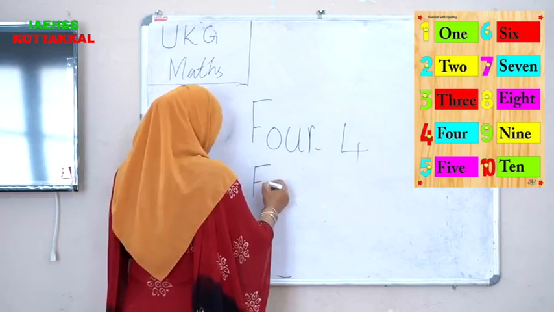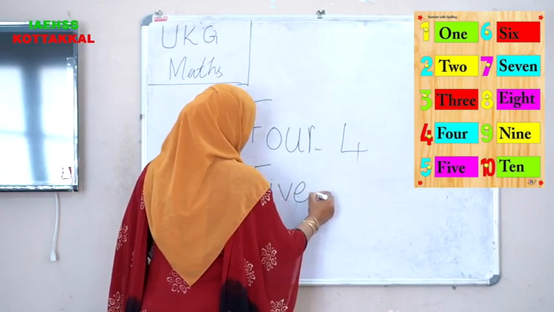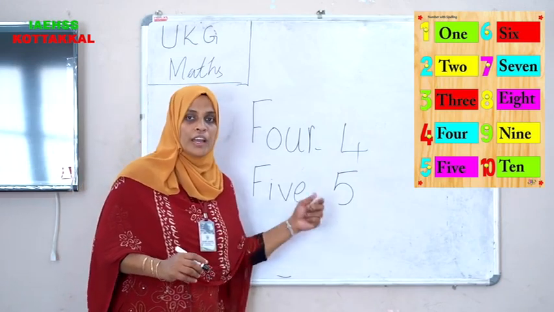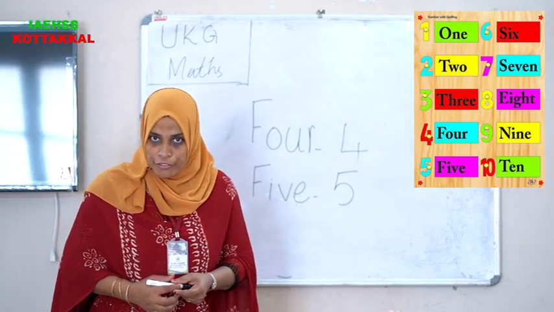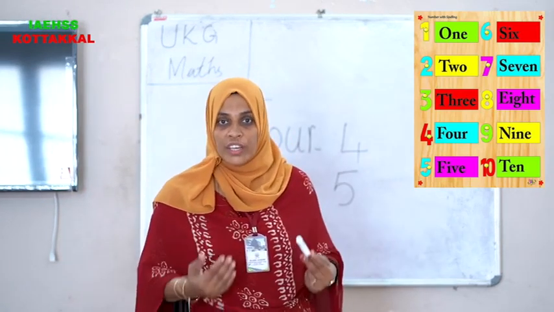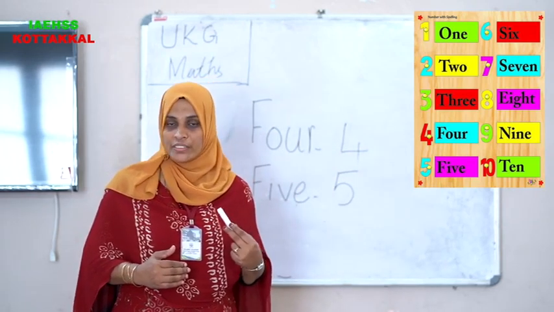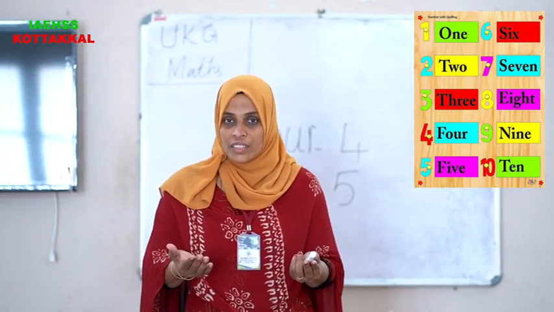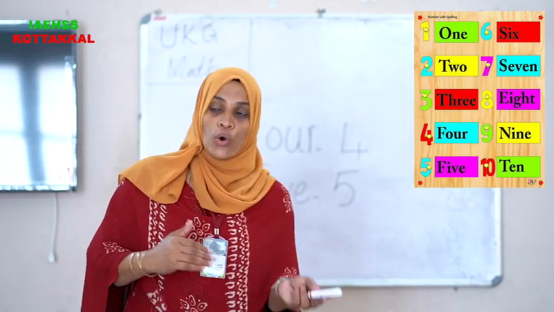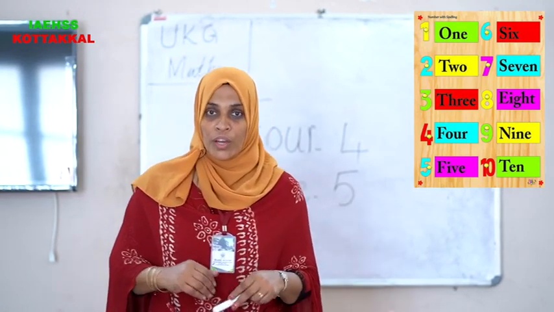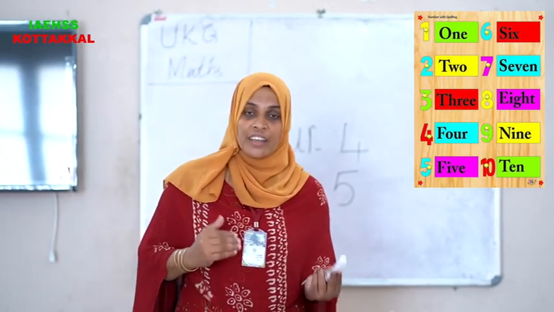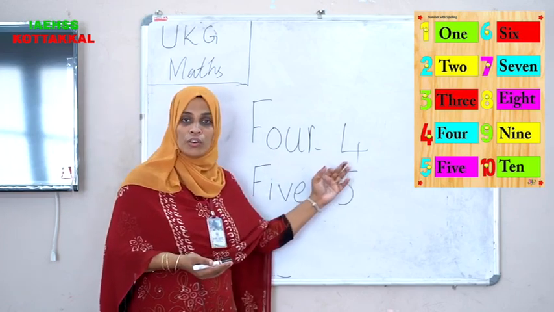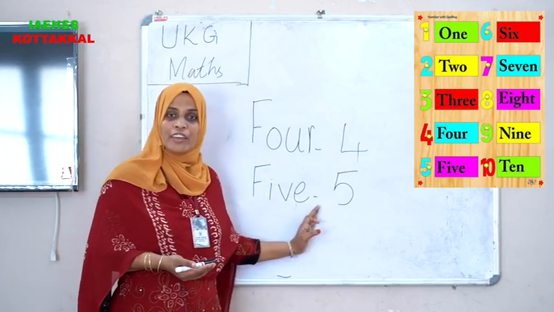Next one. F. I. V. E. 5. F. I. V. E. 5. All of you say. F. I. V. E. 5. Say all of you. F. I. V. E. 5. Okay. F. O. U. R. 4. F. I. V. E. 5. All of you look here. F. O. U. R. 4. F. I. V. E. 5.